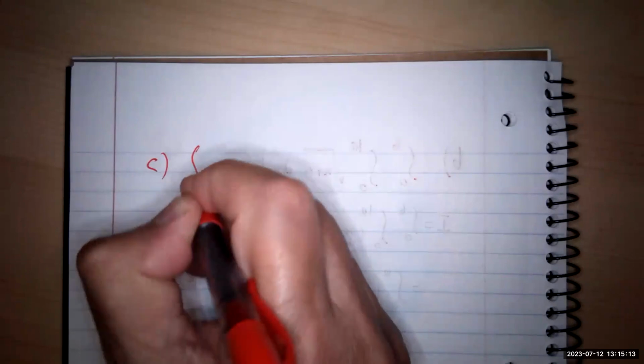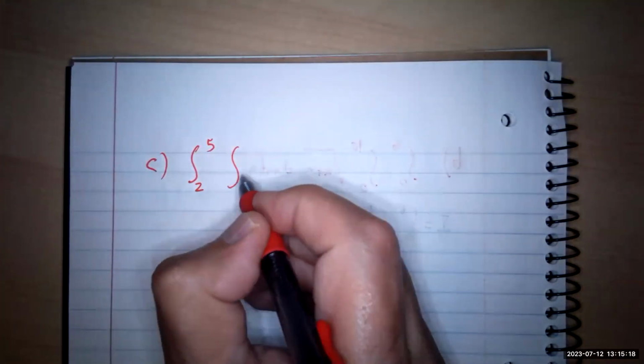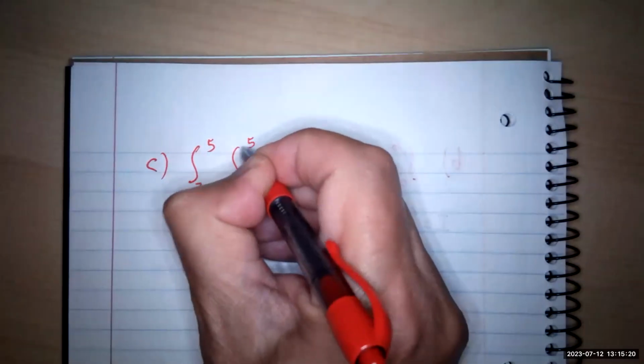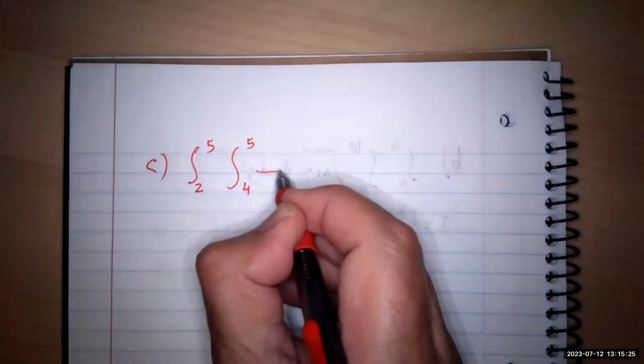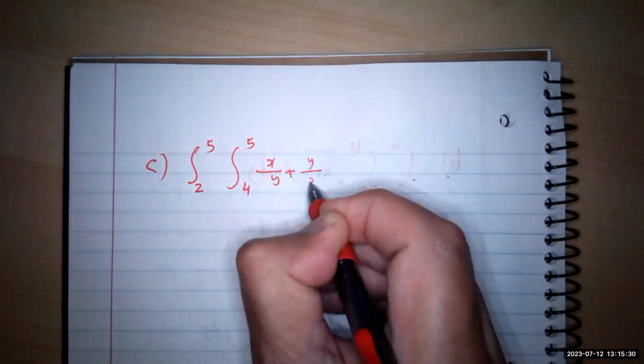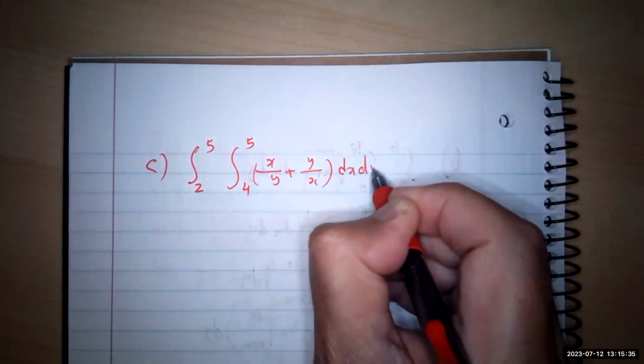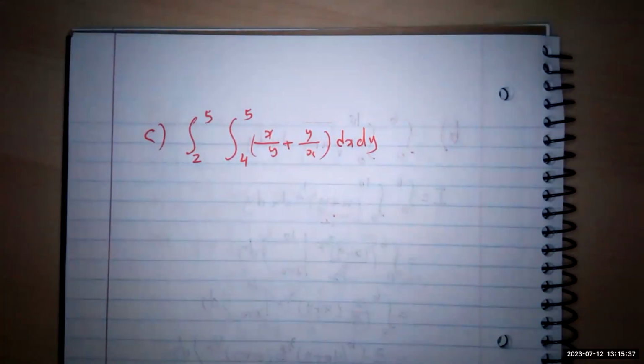And part C, this version has a kind of natural log function that you need. You want to integrate this one: 2 to the 5th, 4 to the 5th, and this is going to be xy plus y over x, dx dy. You have a similar one in your book, but I just want to check it.